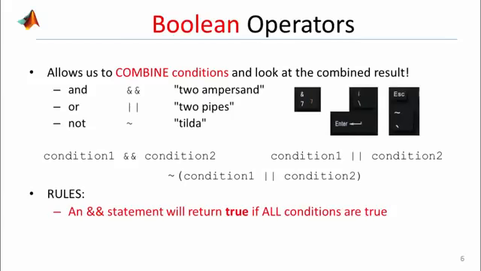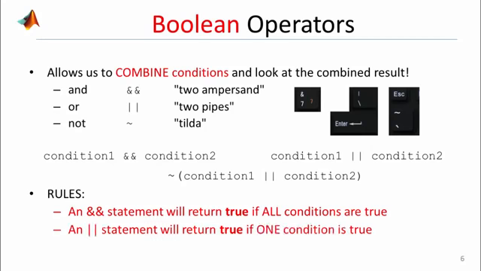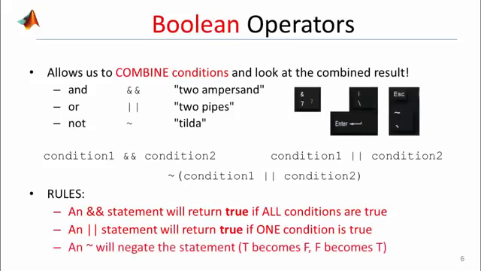There are 2 rules to remember. An AND statement will return a true if all conditions are true. So if there's a single false in there, the whole deal is off. An OR statement will return true if one condition is true. So it doesn't matter what everything else is, if only one is true, the whole thing is true. The NOT, the tilde, will negate a statement. It means that a true will become a false, and a false will become a true.